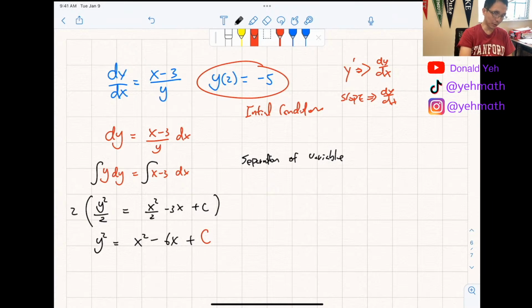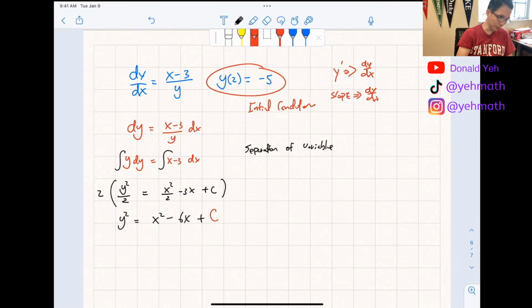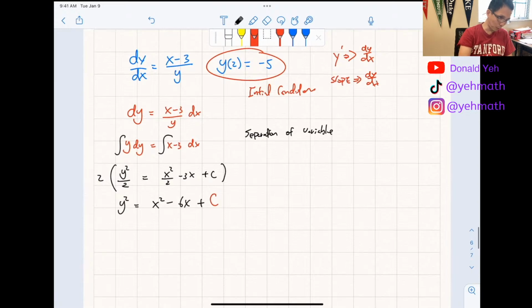Where's the initial condition? Right here. 2 and negative 5. They are like a coordinate. They're input and output. You're just gonna plug in output into the other side and then we do the other side. But first of all, we solve for y first. So I'm gonna get y equal to square root of x squared minus 6x plus c.